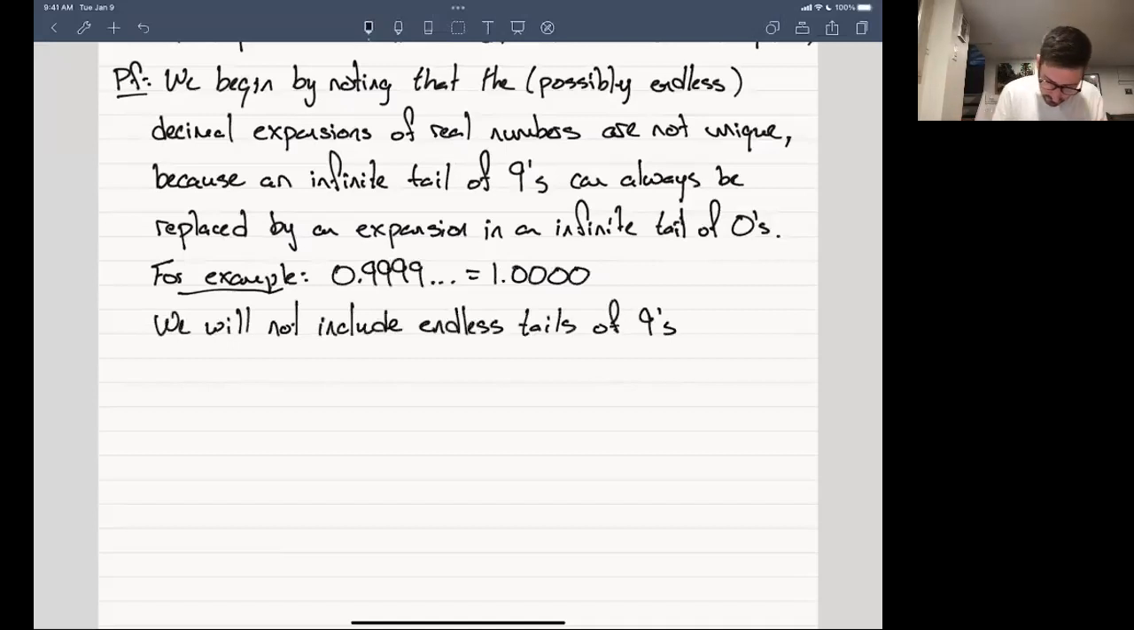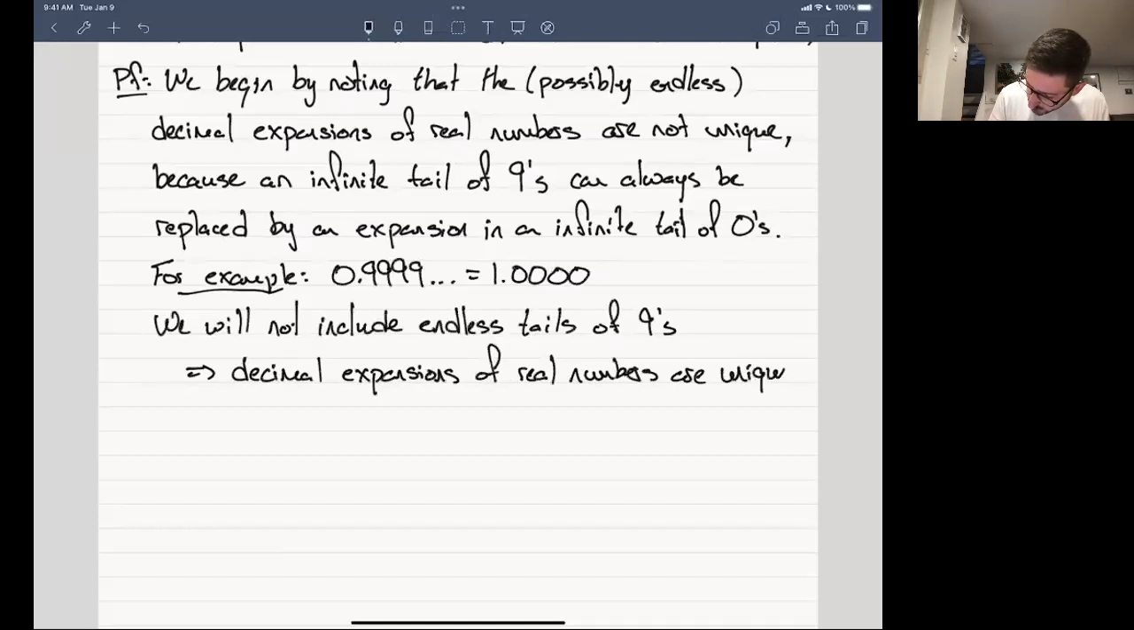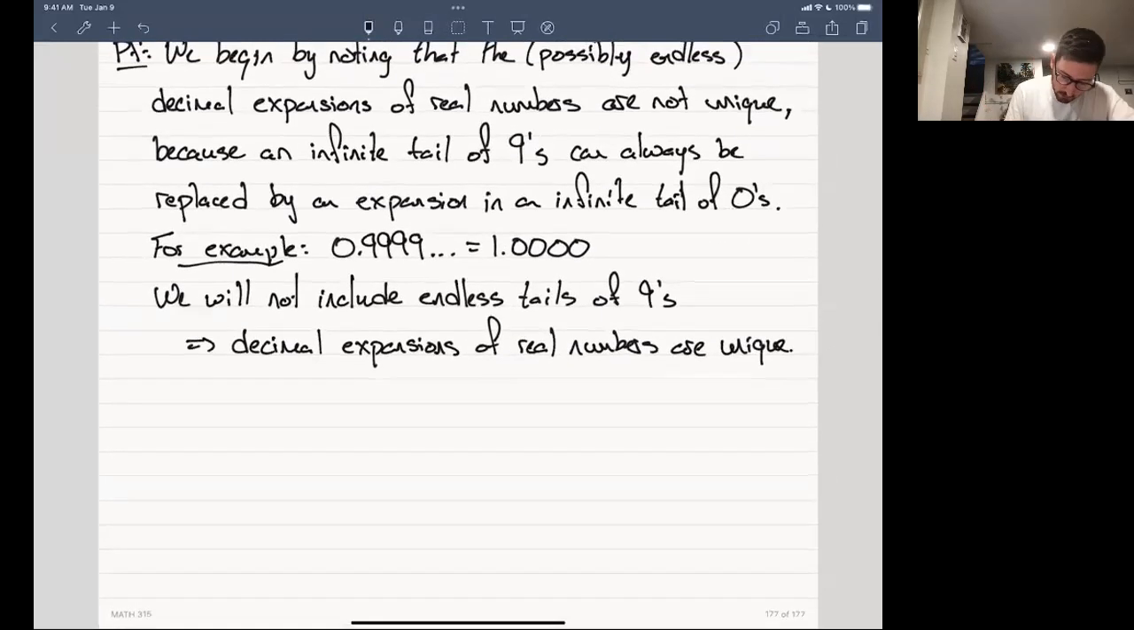And this implies that decimal expansions of real numbers are unique. So if you are going to talk about the number 1, the only way to represent it is 1.00 with zeros all the way to infinity. I'm not allowing you to write it as 0.9 with nines repeated. Okay, that's the point here. I just want to get the ground rules down because you're going to see why this is important in a moment.